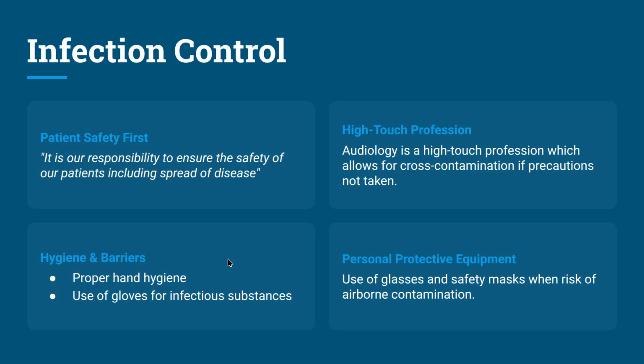So another important aspect of preparing for pure tone audiometry is infection control. So taking patient safety seriously. It's our responsibility to ensure the safety of our patients, including to make sure that we don't spread disease inadvertently. So that's cleaning off the surface areas in the office, including the headphones. It's using disposable insert earphones. It's cleaning off the bone conduction oscillator to make sure you don't have any contamination through surfaces in general.